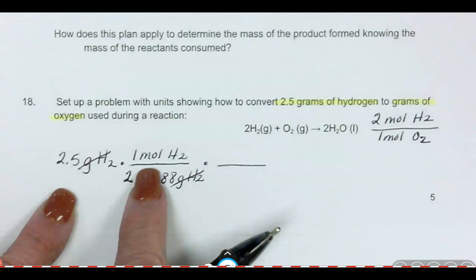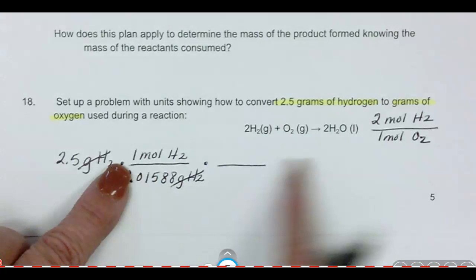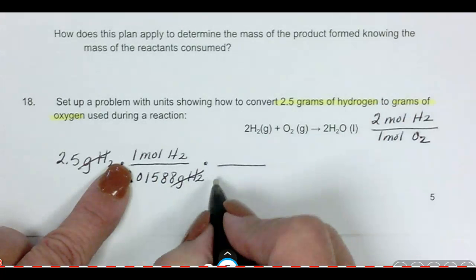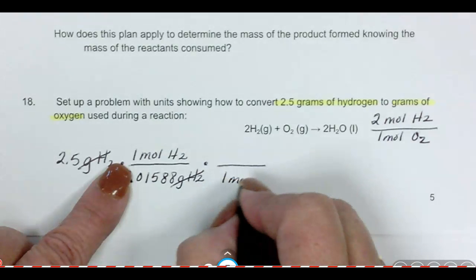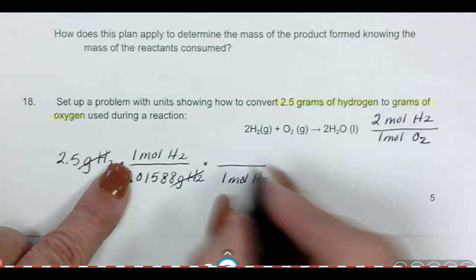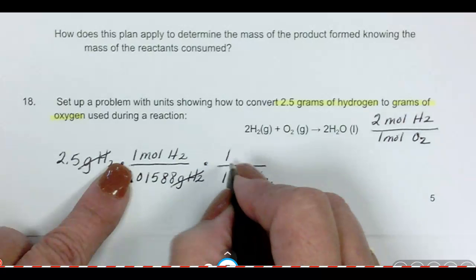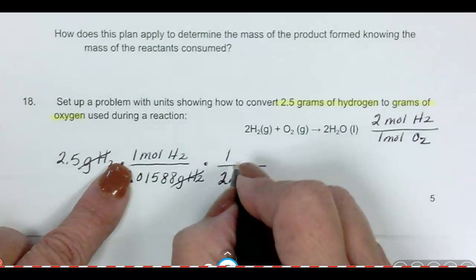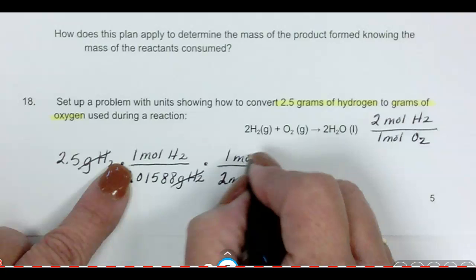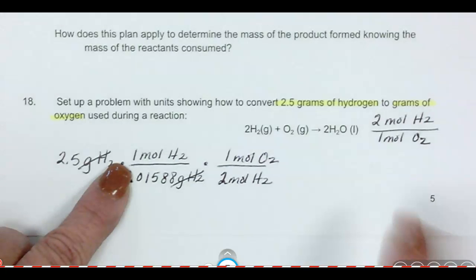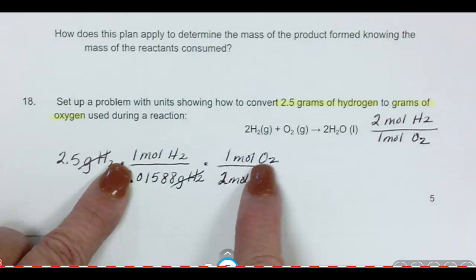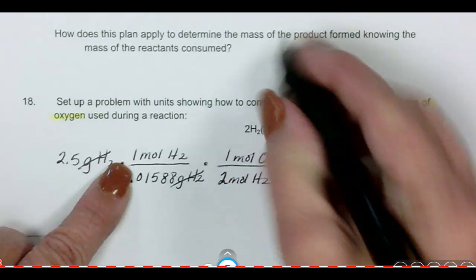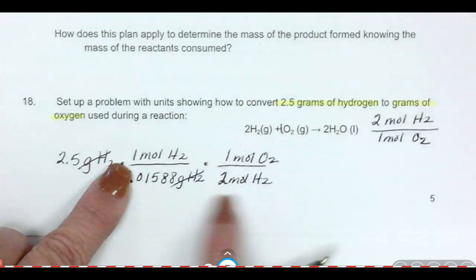Now I have the hydrogen to moles. I can do my mole conversion. So since it's moles of hydrogen gas in the numerator, the moles of hydrogen need to go in the denominator. Therefore, the moles of oxygen is going to go in the numerator. So again, it is 1 mole, be sure you get the numbers right, 1 mole of oxygen gas, 1 mole of oxygen, okay, to 2 moles of hydrogen.